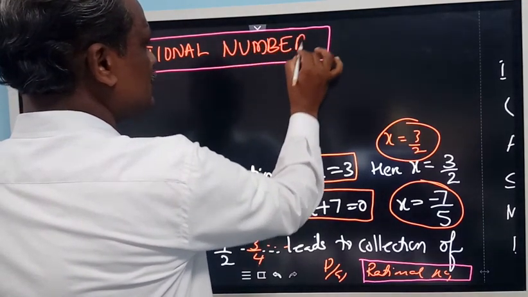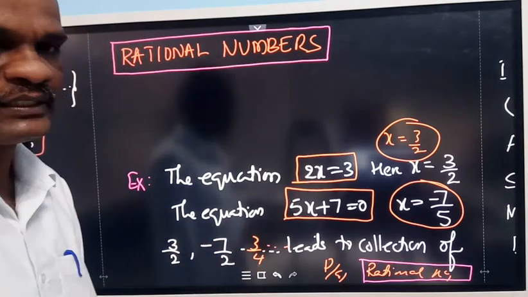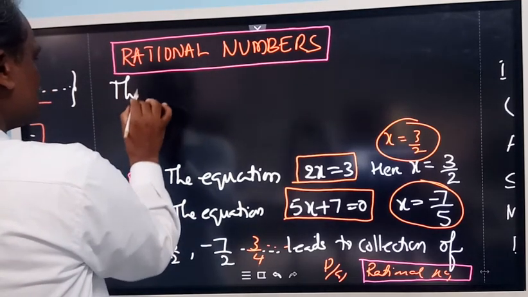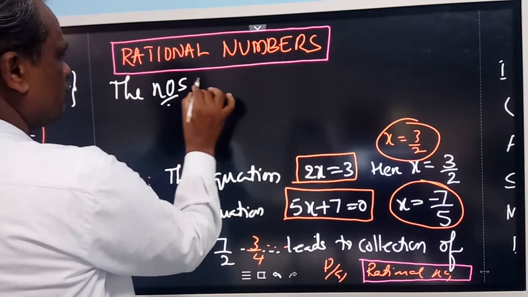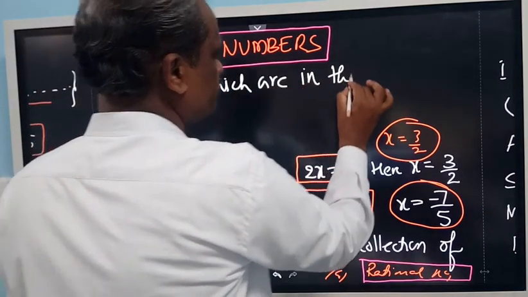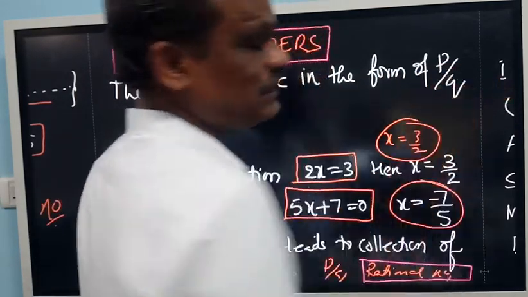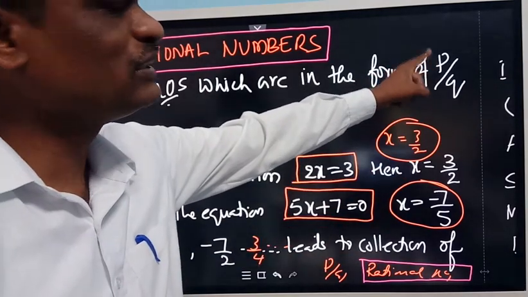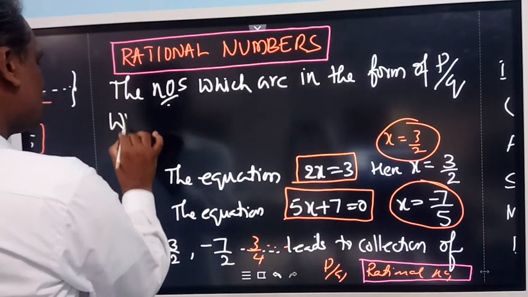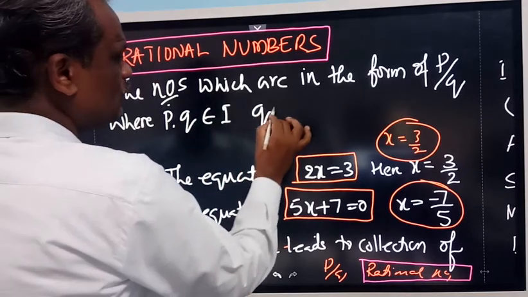So rational numbers is a set of numbers which can be expressed in the form of p by q. See, the definition can be written like this: the numbers which are in the form of p by q. P by q is only a symbol. It is nothing but the numbers which can be expressed in the form of numerator and denominator, where p and q are integers. P and q belong to integers and q should not be equal to 0.